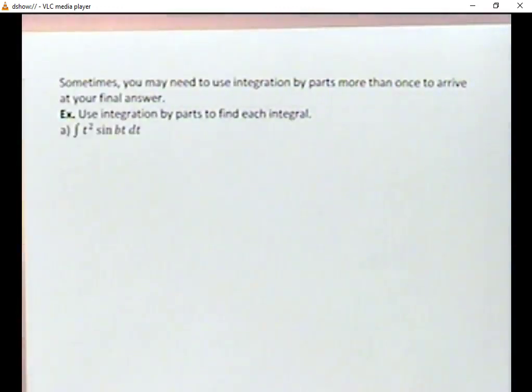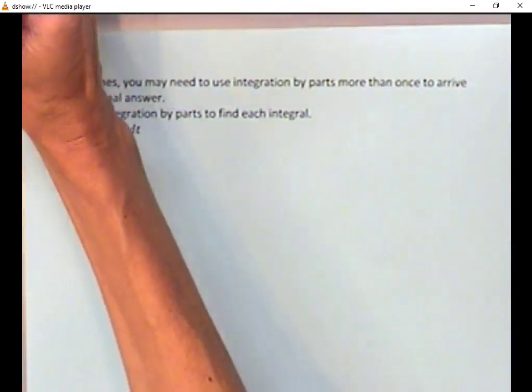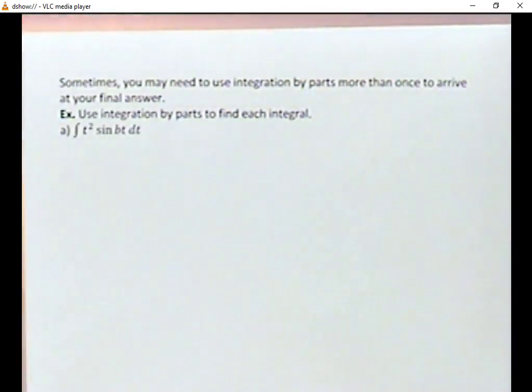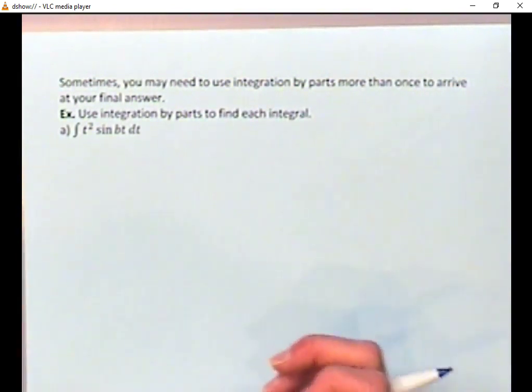Okay, well, let's look at maybe the new part of this second half. Sometimes you may need to use integration by parts more than once to get to your answer. So that's what we're going to see here. We may have to do it once, and then we get an integral, and we may have to apply it again to the second integral that we get. So we're going to see that possibly happen in a couple of these.